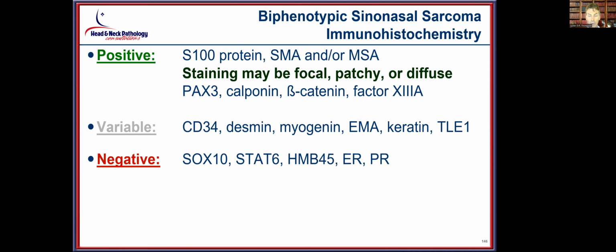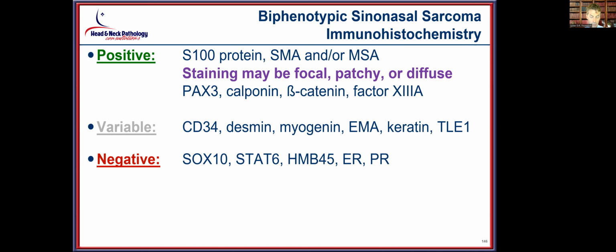I think the most important consideration is that the staining may be focal, patchy, or diffuse. So no matter what, when you're doing the S100 and smooth muscle actin or muscle-specific actin, you have to have a very low threshold of interpretation for a positive result, because it may be in a very limited distribution. And with that in mind, if you have a core needle biopsy or a very limited sampling, that particular area of the tumor may not actually express S100 protein or smooth muscle actin, and therefore you could be led down a different pathway if you don't have the entire tumor to examine.